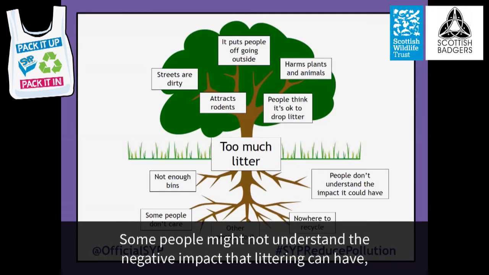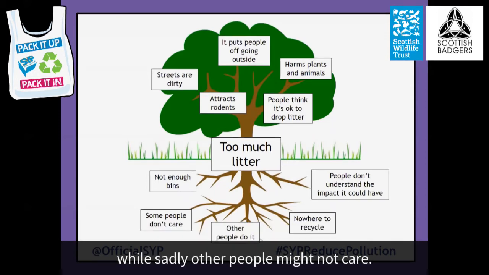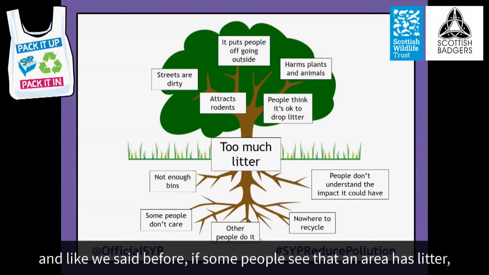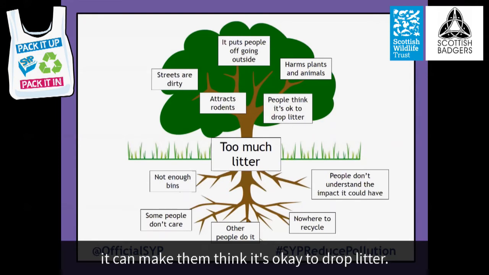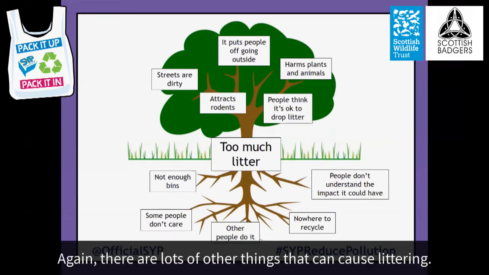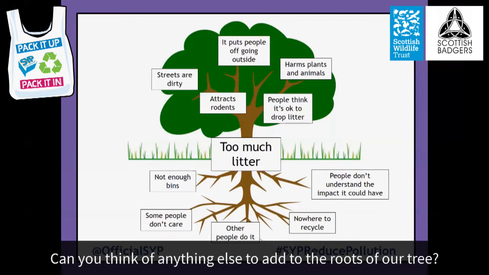Some people might not understand the negative impact that littering can have, while sadly other people might not care. And like we said before, if some people see that an area has litter, it can make them think it's okay to drop litter. Again, there are lots of other things that can cause littering. Can you think of anything else to add to the roots of our tree?